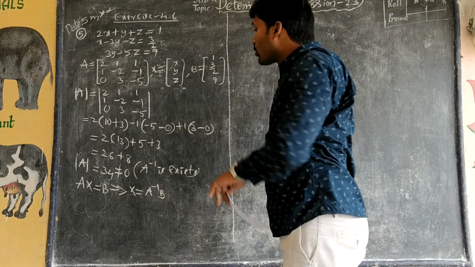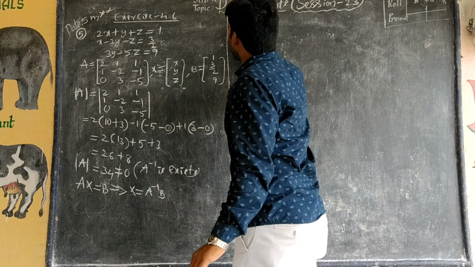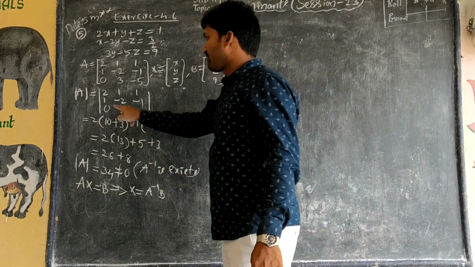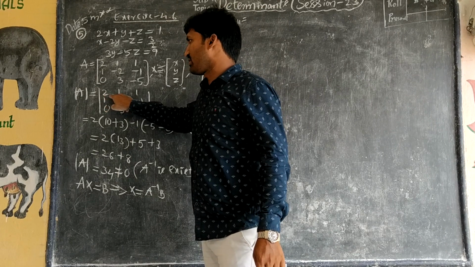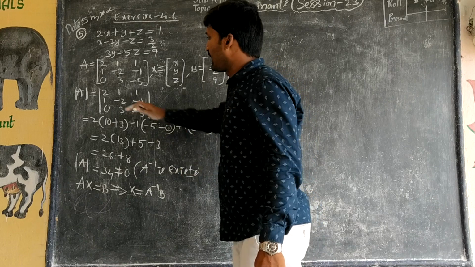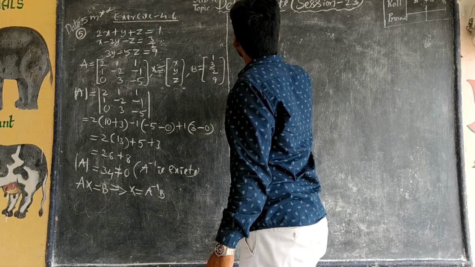Now, how to find A inverse? 1 by det A into adjoint A. Now for adjoint A, we need to find cofactors for each and every element. A1 means cofactor of the first element. First row, first column. The sign actually for this is plus, by deleting its row and column: minus 2, minus 1, 3, minus 5.